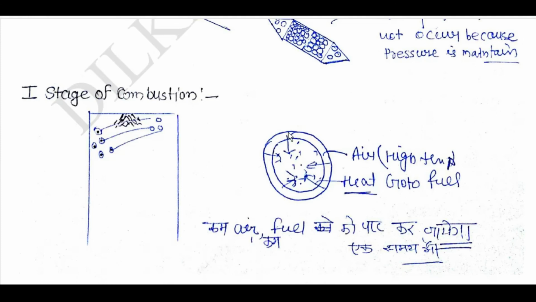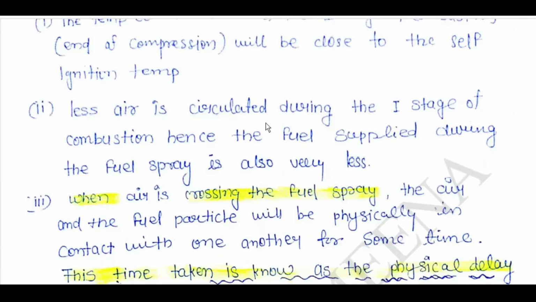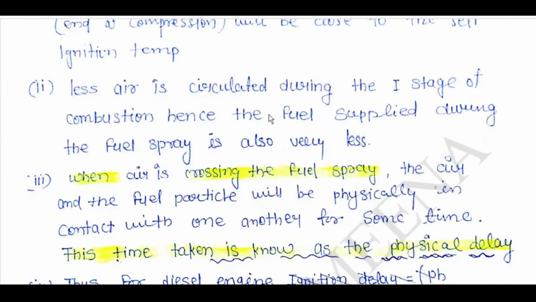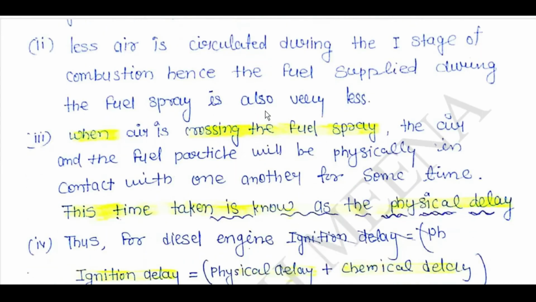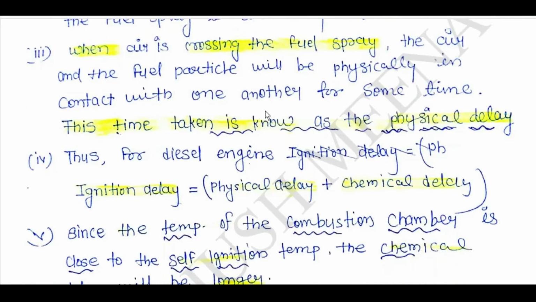First stage: the air is at high temperature and supplies heat to the fuel. The temperature at the start of the first stage of combustion, at the end of compression, will be close to the self-ignition temperature. Less air is circulated during the first stage of combustion, hence the fuel spray is also very little. When air crosses the fuel spray, the air and fuel particles are physically in contact with one another for some time. This time taken is known as physical delay.